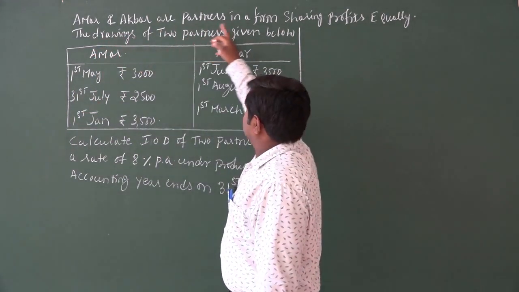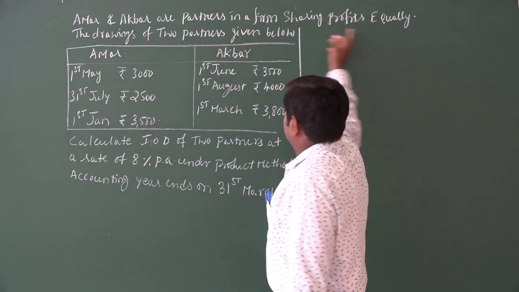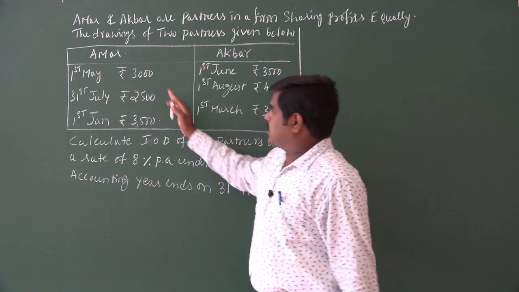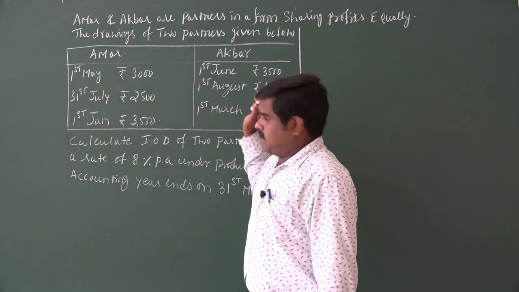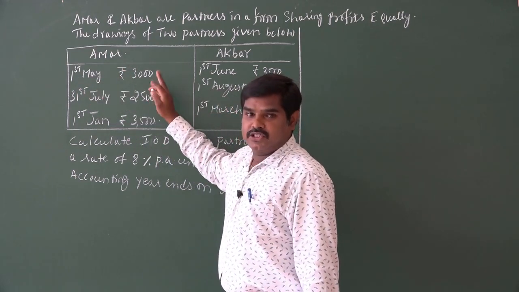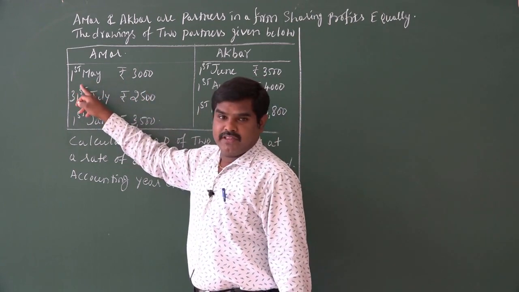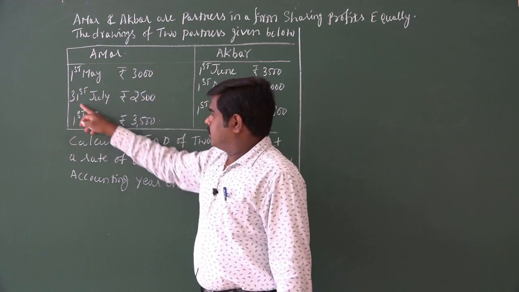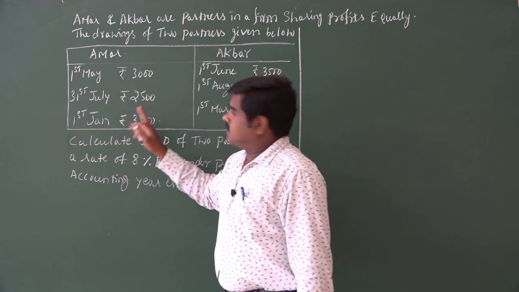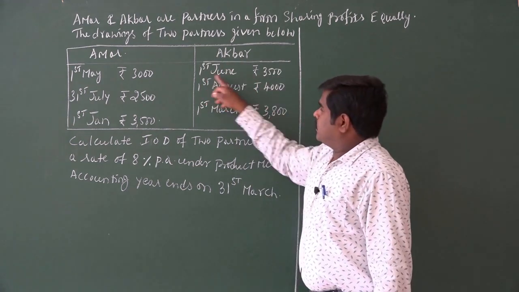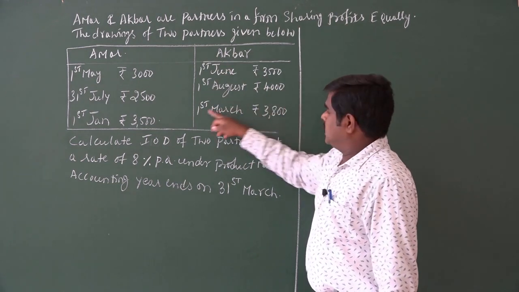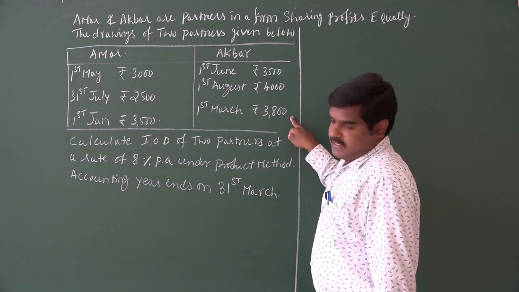Amar and Akbar are partners in a firm, sharing profit equally. The drawings of two partners are given below, Amar separately, Akbar separately. Amar: 1st May rupees 3,000. The year is not mentioned, only the date and month. 31st July 2,500, 1st January 3,500. Akbar: 1st June rupees 3,500, 1st August rupees 4,000, 1st March rupees 3,800.